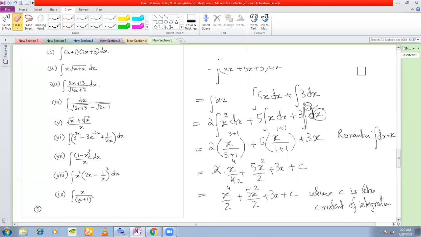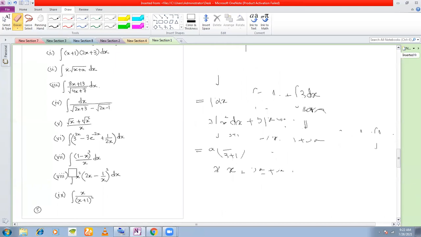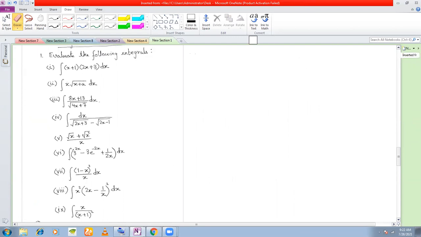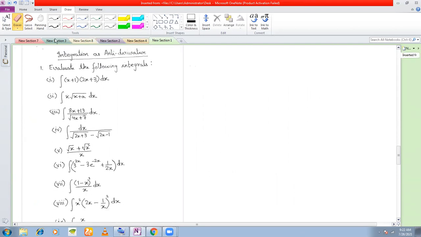Yes, sir. Let us move on to the next sum. Number 2. I is equal to integral x root x plus a dx. Okay. Tanisha, how to do this? You have done integration.